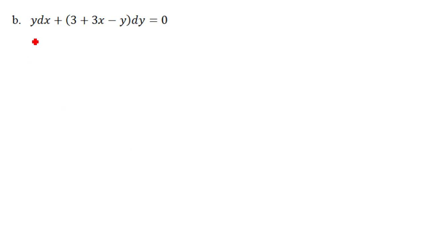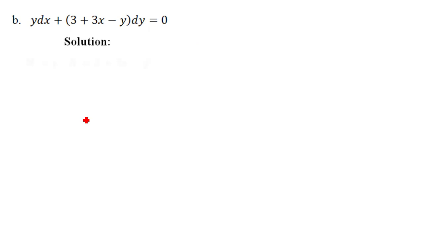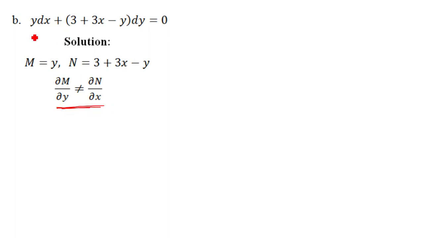So when we find the partial derivative of M with respect to y, you just get 1. And when you find the partial derivative of N with respect to x, you get your solution to be just a 3. And when you look at these two solutions, they are totally different. Now how do we make this expression exact? Since dM dy is not equal to dN dx, then we know this expression is not exact.